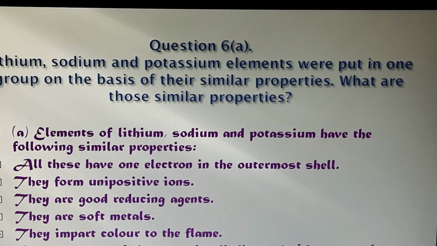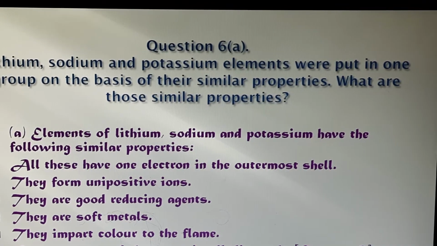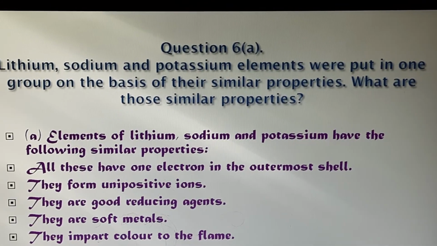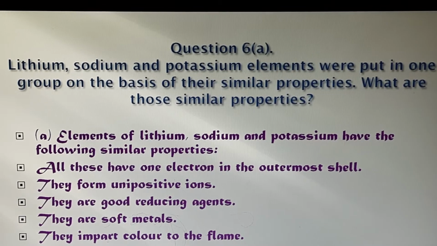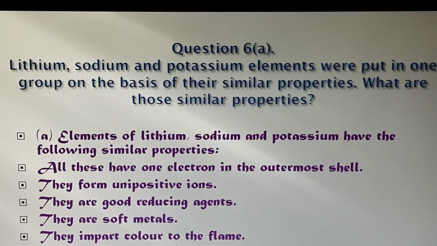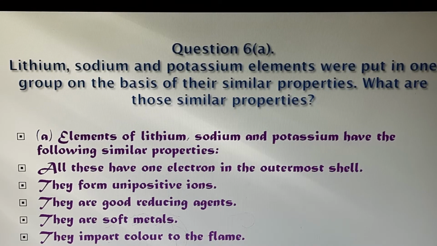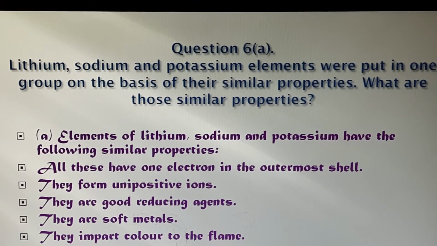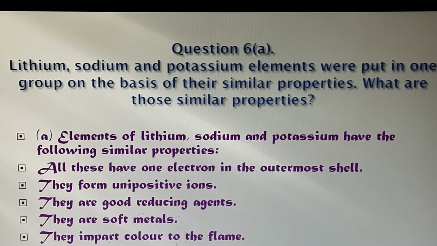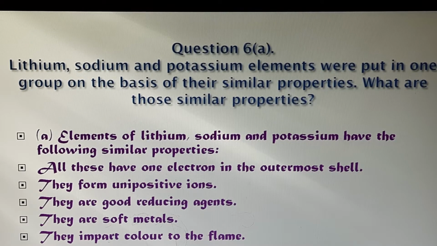6a. Lithium, sodium and potassium were put in one group on the basis of their similar properties. What are those similar properties? All of them have one electron in the outermost shell. They form unipositive ions. They are good reducing agents. They are soft metals. They impart color to the flame and also have a common name, that is alkali metals, group 1A.